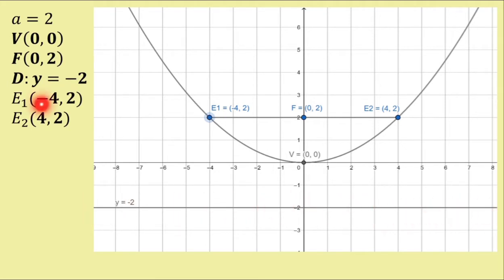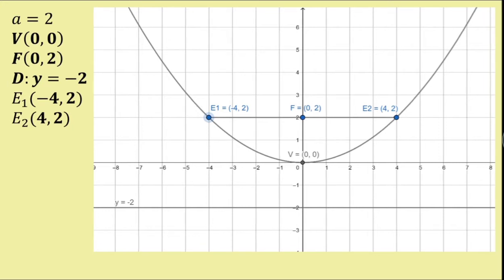Next, endpoint 1 is at (negative 4, 2). That is endpoint 1. And endpoint 2 is at (4, 2). So this is endpoint 2. After plotting the points, we can now sketch our parabola. Starting from the vertex, passing through endpoint 1, and passing through endpoint 2, we can form a parabola opening upward.